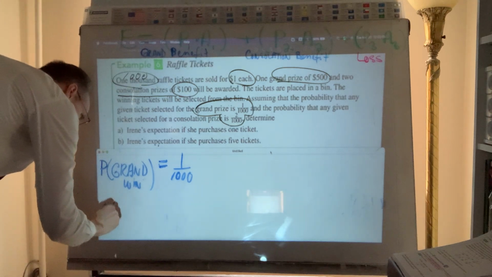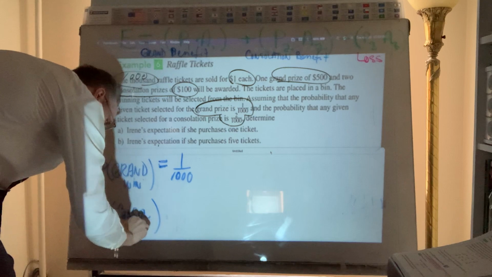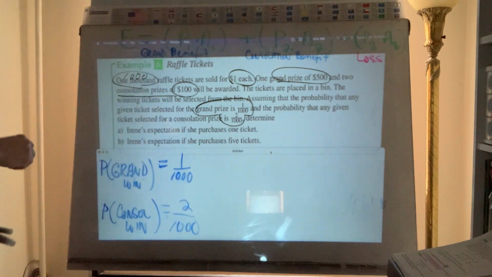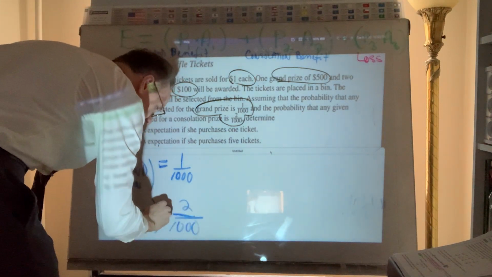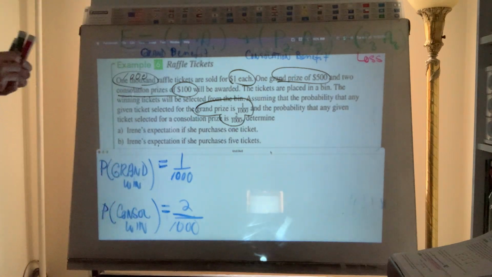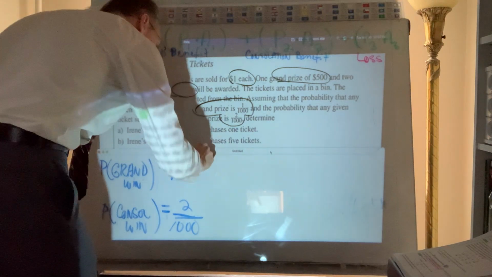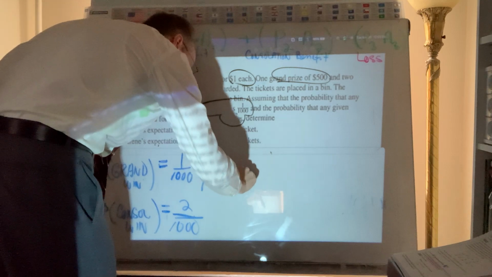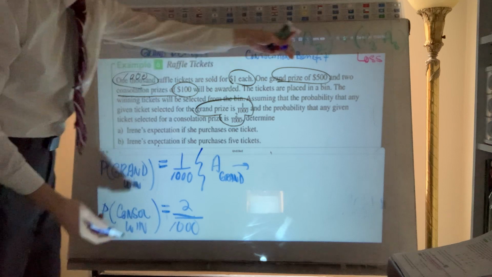The probability of a consolation win is 2 in 1,000, because there's 2 consolation prizes drawn. All right. What is the amount, though, associated with winning a grand prize? The grand win would be the total that it is, which is $500.